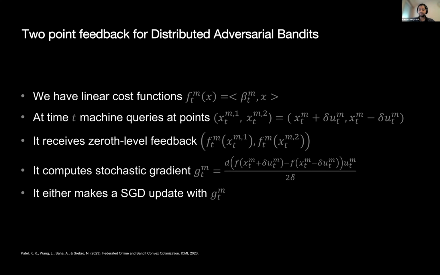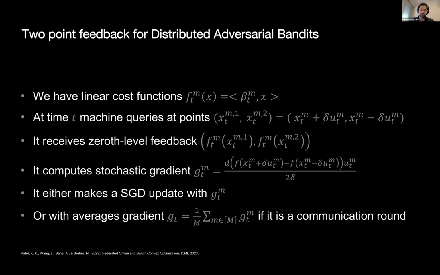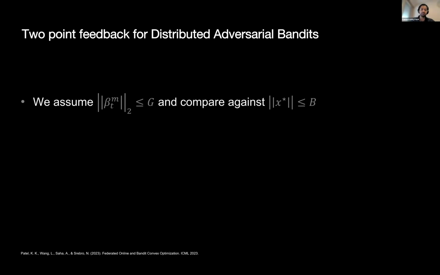When you do not communicate, you still do the same thing: you just make a local update with the stochastic gradient. But when you communicate, then instead of making an update with g_t^m, you make an update with the average gradient g_t in that communication round. And the hope is that this intermittent communication is going to help us in the same way it helped us in the stochastic setting, that is, through some variance reduction mechanism.